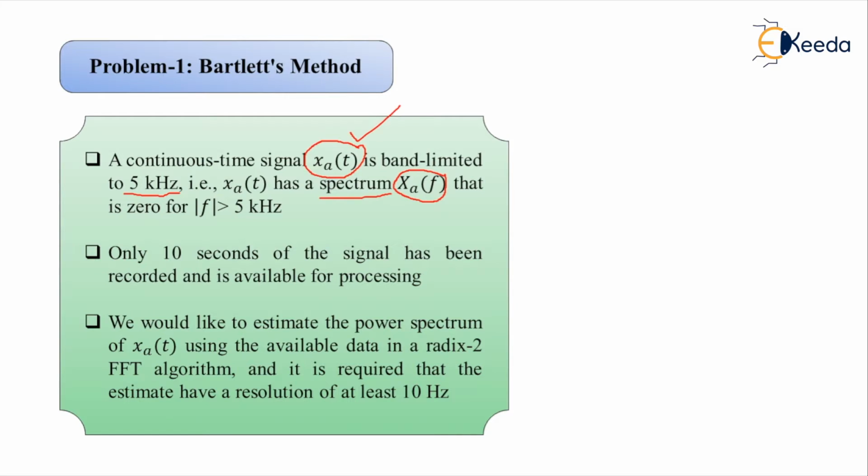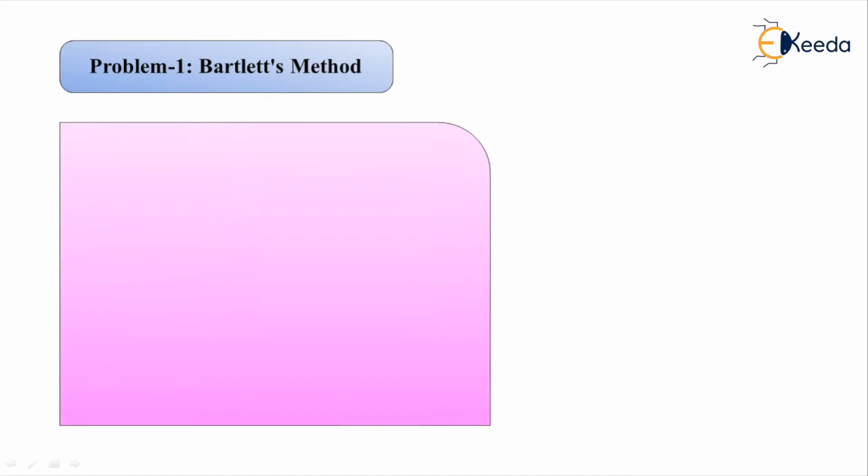We have also been told that the spectrum is equal to 0 where the magnitude of f, the frequency value, is greater than 5 kilohertz, and from such a signal only 10 seconds have been recorded and are available for processing. So we have to use the radix-2 FFT algorithm, with a resolution of at least 10 hertz, using Bartlett's method.